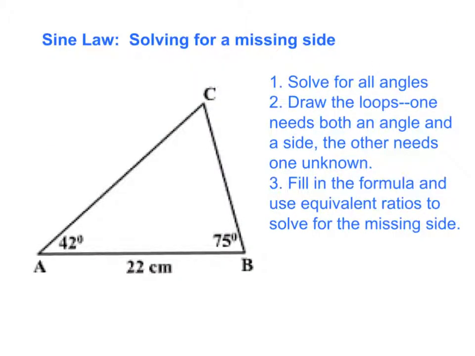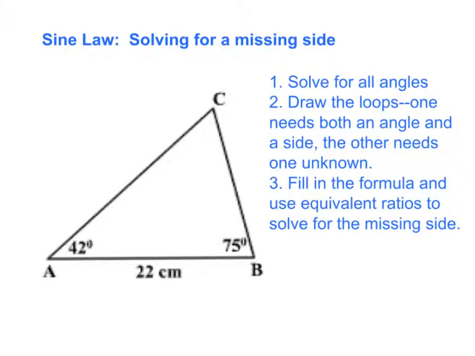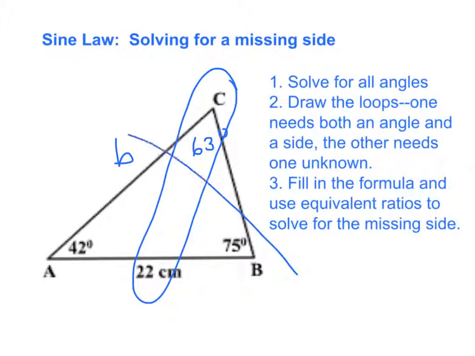All right, let's look at the basics for sine law. First of all, let's go through a few of the steps. Solve for all the angles, which means in this case we have angle C missing. So we have to figure out what's 42 and 75, and in this case it's 63 degrees. So we just pop in 63 degrees here. Draw the loops. One needs both an angle and a side, and the other needs one unknown. So in this case we need to solve for an unknown, so how about we solve for little b. And here's one loop, and here's two loops. Fill in the formula and use equivalent ratios to solve for the missing side.